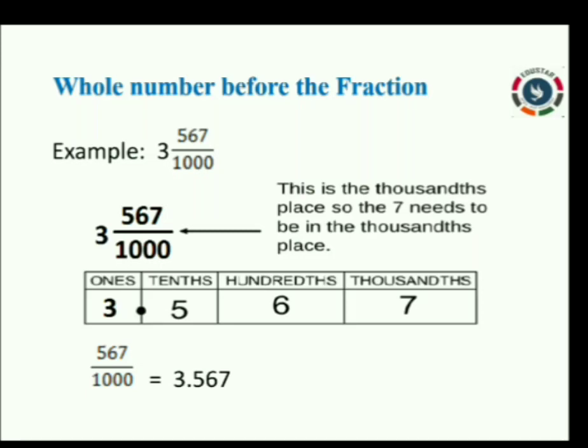Check the other numbers. So 5 should be in the tenths place, 6 is in the hundredths place, 7 is in the thousandths place. So after the decimal, 5, 6, 7. So 3 and 567 divided by 1000 is equal to the decimal number 3.567.